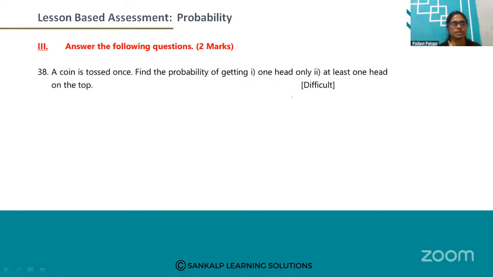Look at question number 38. A coin is tossed twice. Find the probability of getting one head only, and at least one head on the top. Here the total number of outcomes is head-head, head-tail, tail-head, tail-tail. So n of S is equal to 4.